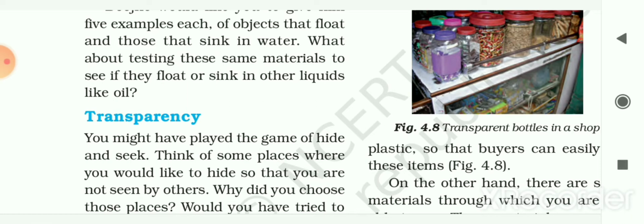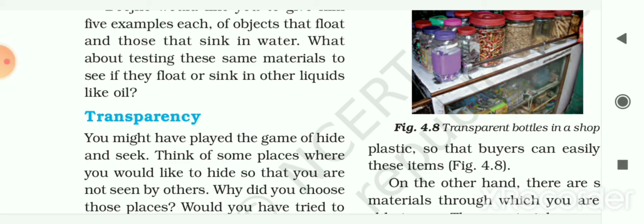Then we had seen the classification of objects on different bases, that is appearance. In that we had classified the objects into shiny objects and non-shiny objects. Then we had seen the classification based on hardness, that is whether the object is soft or hard. Then we checked solubility: whether the object is soluble or insoluble in different kinds of liquid. Then we had seen the floating properties of materials, that is objects that float on water and sink in water. So now in this video we will see the next property, that is transparency in different kinds of objects.